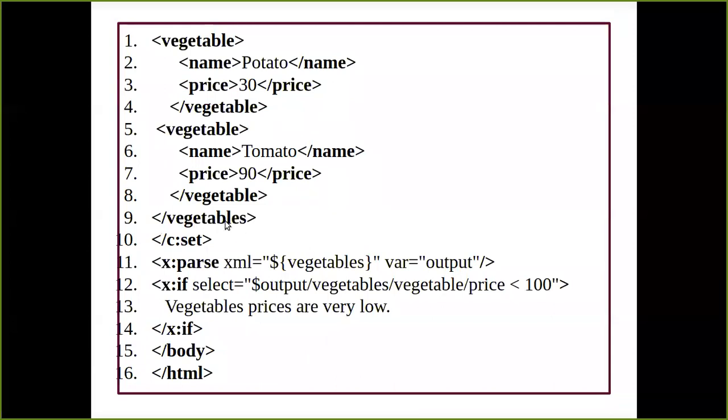Vegetables tag, which is nothing but a variable we have declared. Here in the variable we have now three data: three names of vegetables and three prices of those vegetables. And there we end with our core tag, that is a set tag.